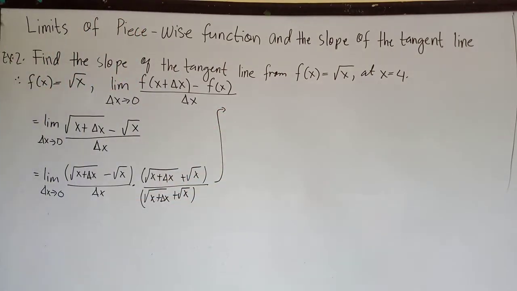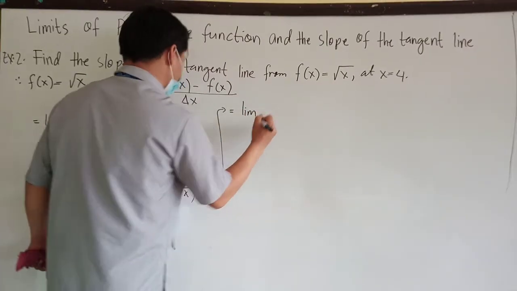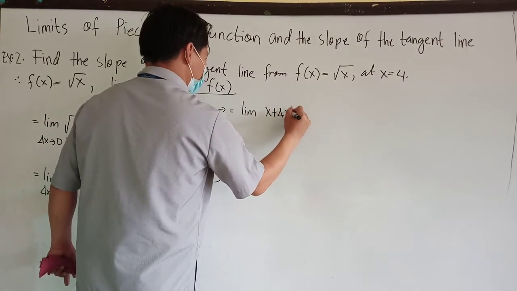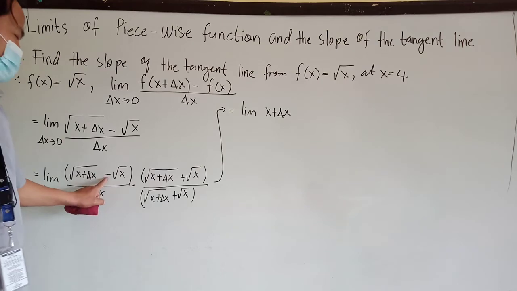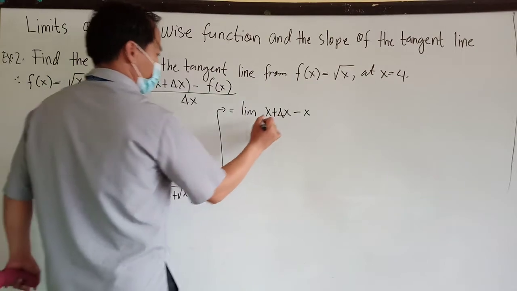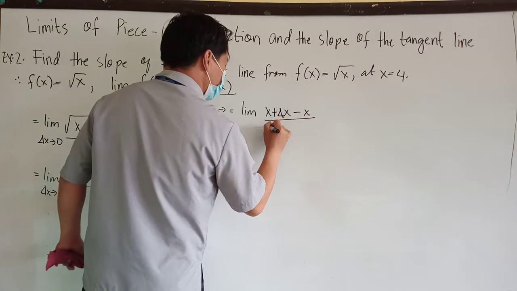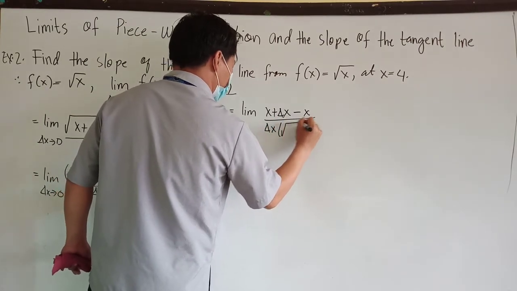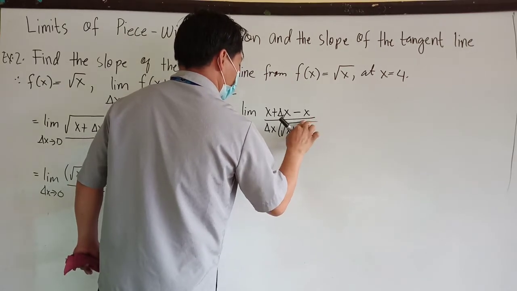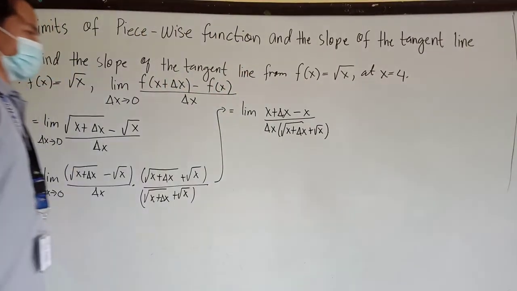Okay, next, we will have to multiply, so that will become the limit of, we multiply by the conjugate, x plus delta x. It is a difference of two squares, so the square roots are removed and we get minus x over, in the denominator, delta x multiplied by the square root of x plus delta x, plus the square root of x.